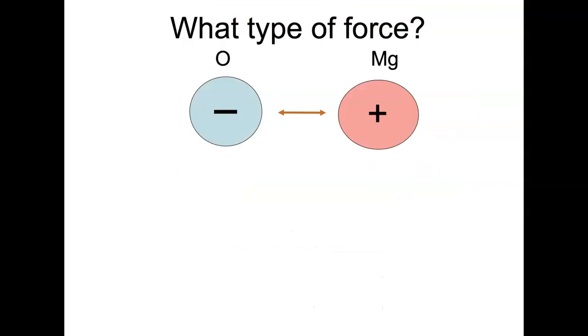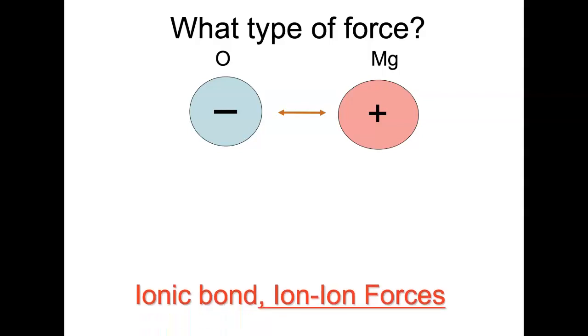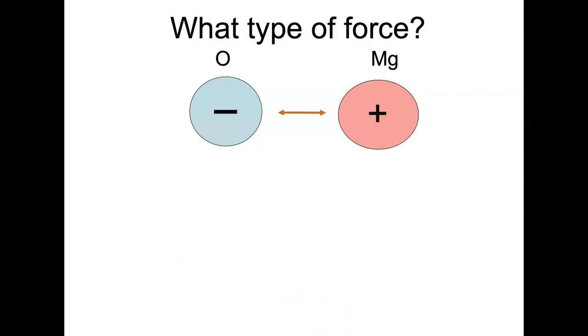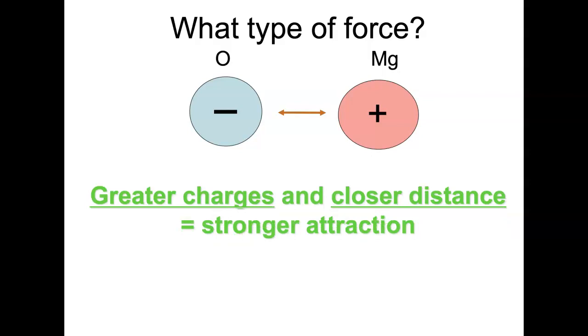Okay, what type of force here? Or perhaps I should say, what's the strongest force here? If you said ion-ion forces, you're exactly right. Now, can we have an ion with a dipole? Yes, we can. Then we would have ion-dipole forces. Just so you know, in these ion-ion forces, the greater the charge and the closer the distance, the stronger the attraction.